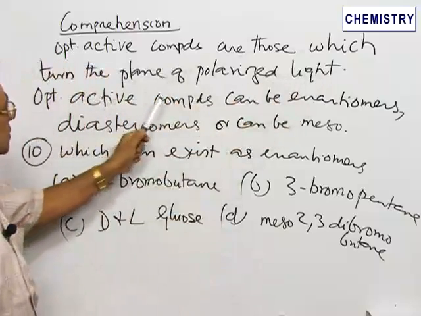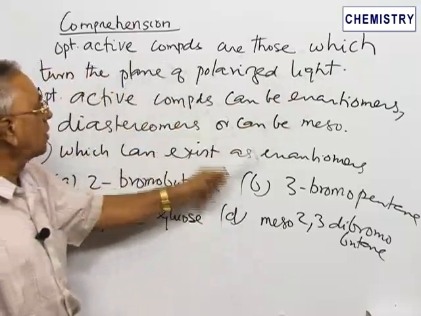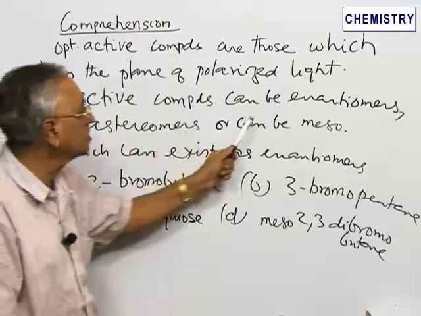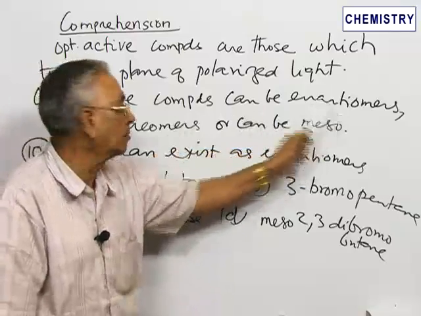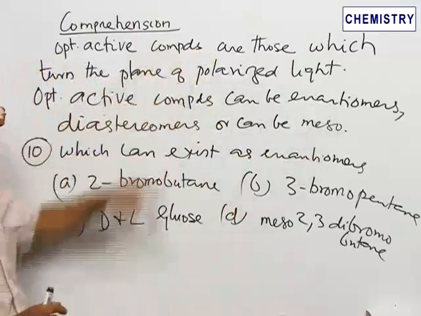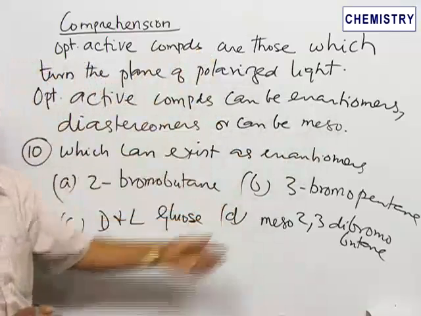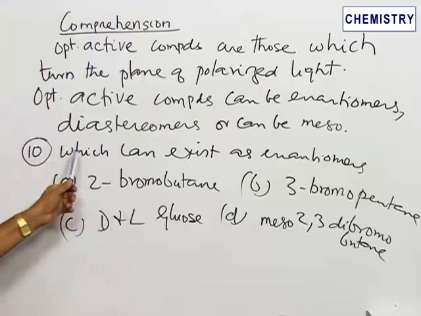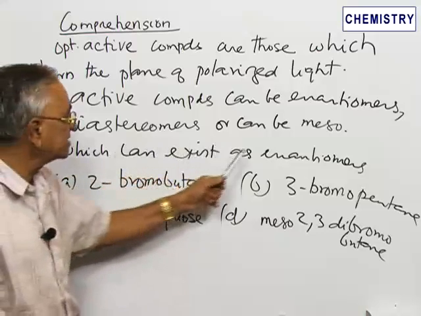These optically active compounds can exist in the form of enantiomers or diastereomers, or can also exist as meso compounds. This is all the statement that is given. Based on this statement, three questions have been asked. The first question is given below. The first question says, which can exist as enantiomers?